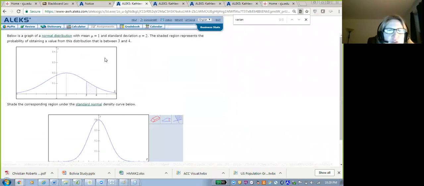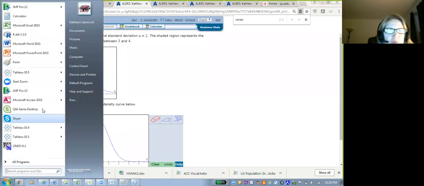In this case, they're giving us a mean of 1, a standard deviation of 2, and we're looking at the area between 3 and 4. So we want to come up with one z-score that's going to transition this onto the standard normal at a location that would be 3, which is above the mean, and a second location that's going to transition this to a 4, which is above the mean.